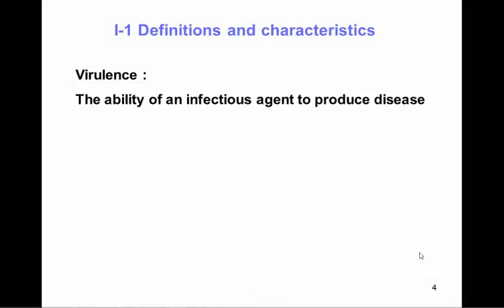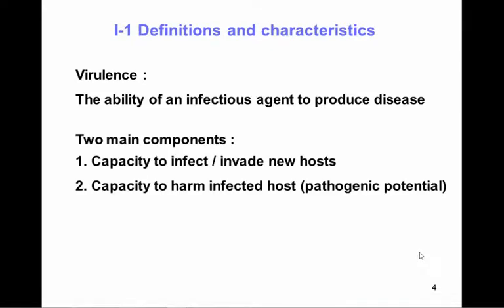Virulence. What is that? I just used that word just now. Well, it's a general term relating to the ability of an infectious agent to produce disease. So commensal Escherichia coli that we carry in our gut, they live there, they colonize us, but they don't cause disease. They're avirulent.